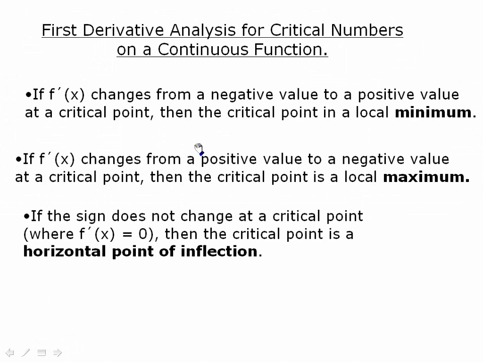And then the other thing is, if the sign does not change at a critical point where the derivative is equal to 0, then the critical point is a horizontal point of inflection. And in the future, points of inflection we'll call POI, just to keep it a little simpler. So we've been here before. Really, this last bullet just addresses what we saw on that negative 2x cubed graph.